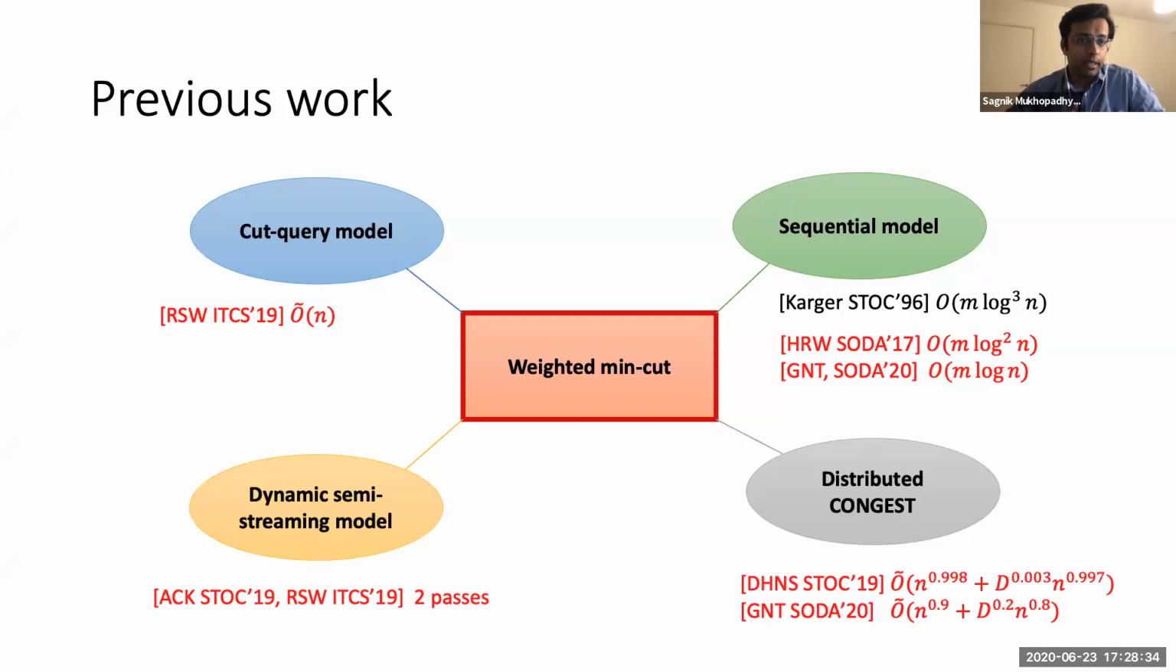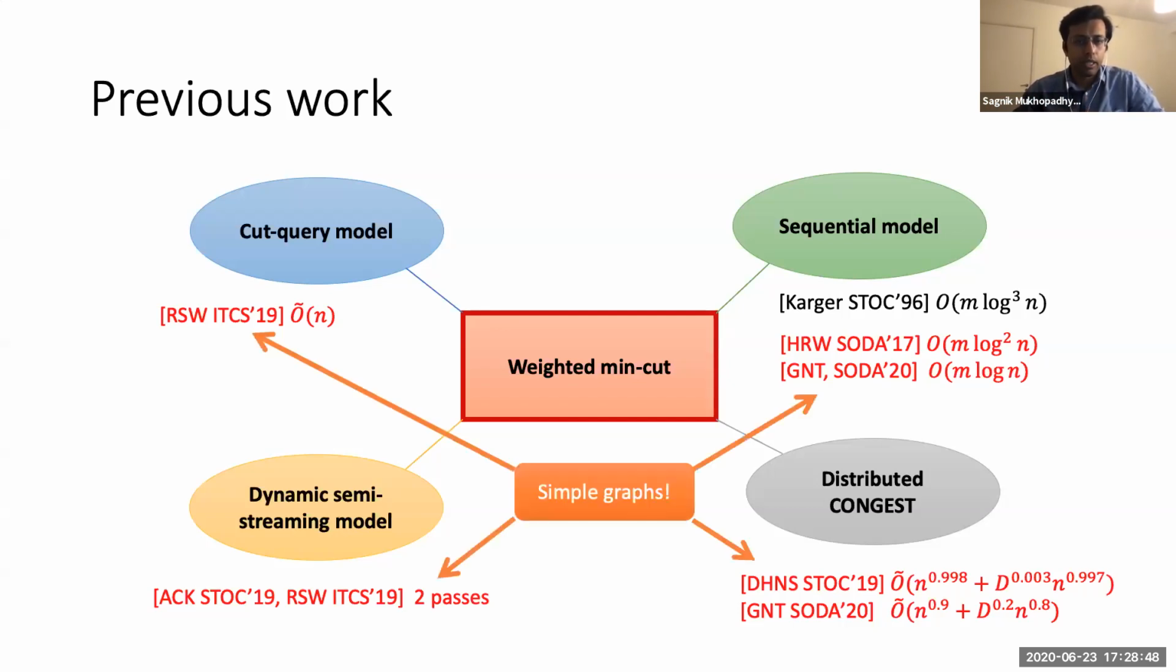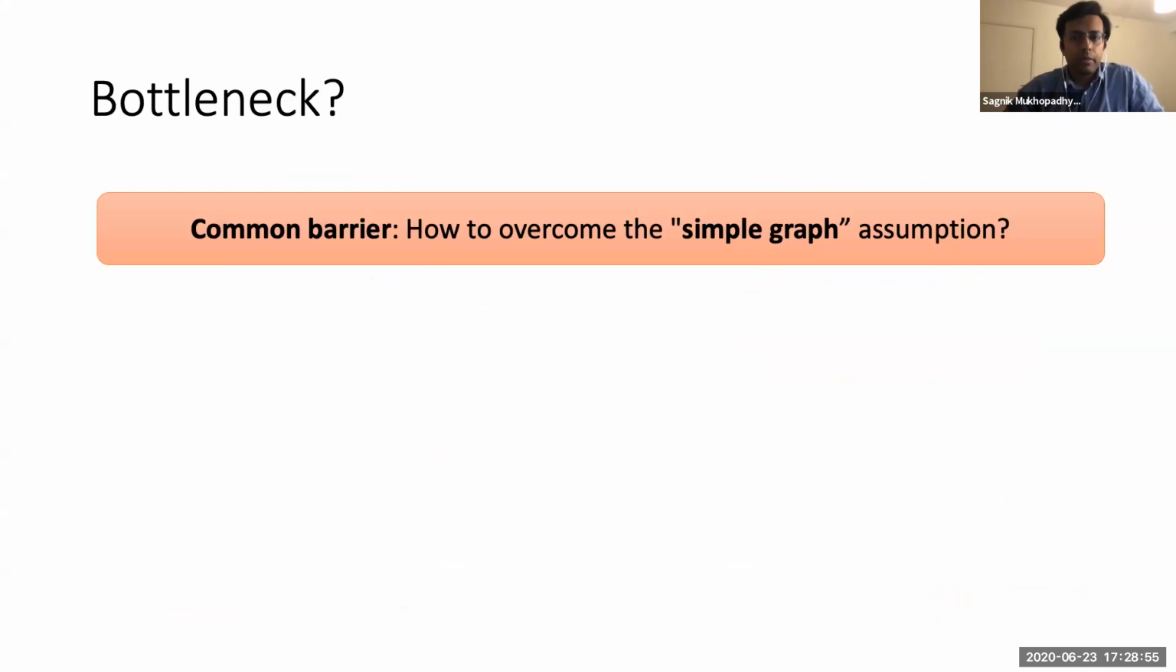And in the distributed CONGEST model, the best algorithm was obtained very recently by Ghaffari and others, which has sublinear time complexity. The crucial aspect of all these improvements is that all of them assume that the input graph is a simple graph, except David's algorithm, which works for weighted graphs as well. So why are we not able to make progress on weighted graphs in any of these models? Is it because there is a common bottleneck that is hindering progress in all of these 3 models? That is the question that actually motivates this paper.